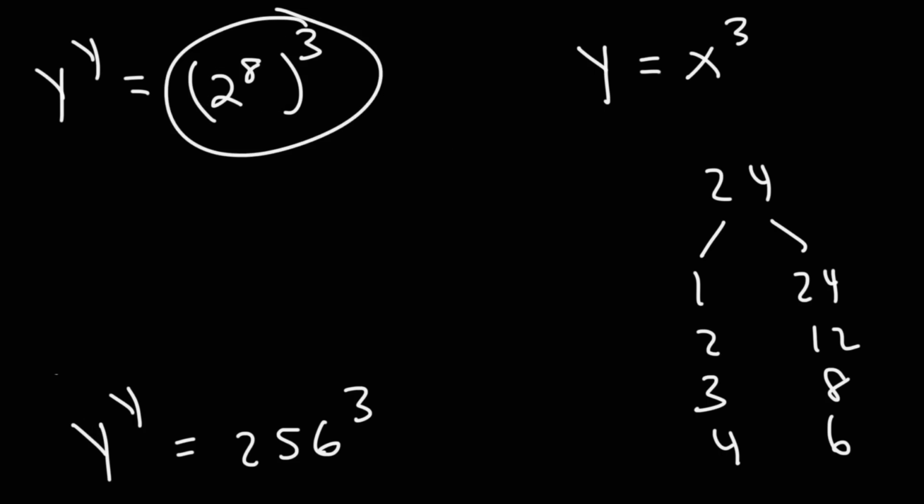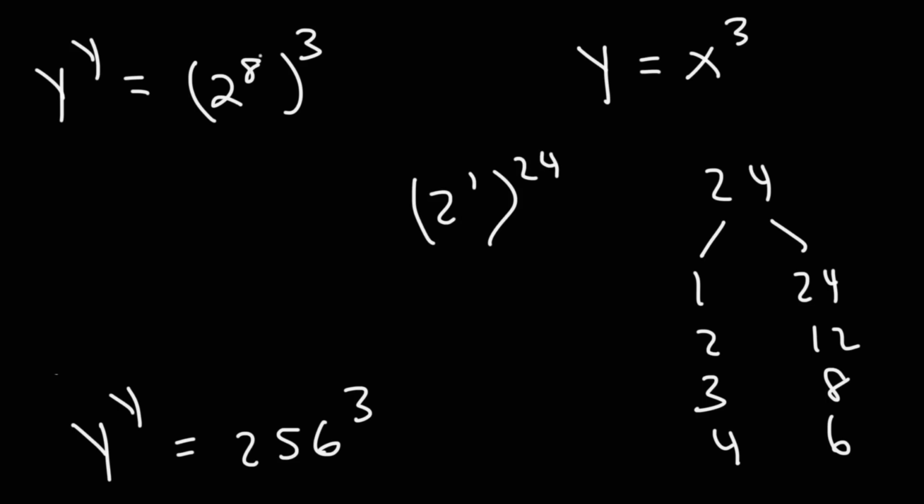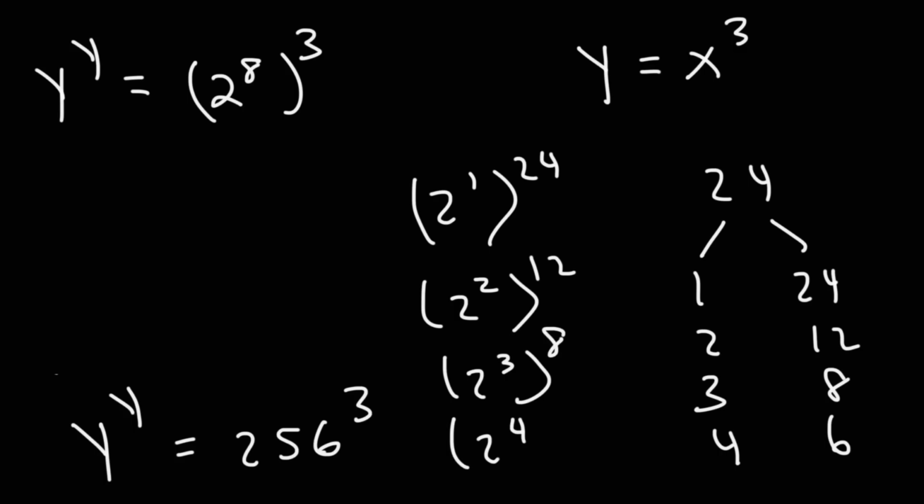So we can rewrite this expression as being 2 to the first power raised to the 24, because 8 times 3 is 24, 1 times 24 is 24, so they have the same value. We can also write it like this: 2 squared raised to the 12. 2 times 12 is 24. We can also say 2 to the third raised to the 8, or 2 to the fourth raised to the 6. Which pair of exponents will give us a base and an exponent that are the same?